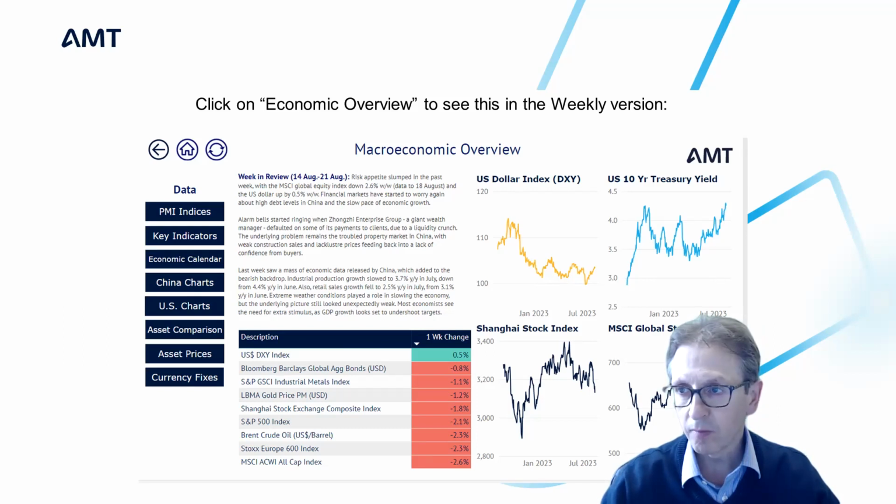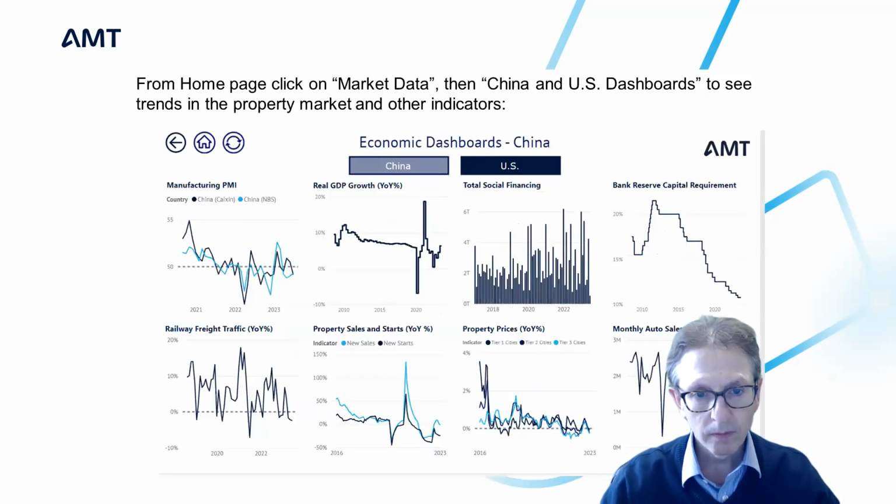Next up, we go to the home page again and then click on market data, and then China and US dashboards. For China, again, we can bring up here easily the latest trends in terms of Chinese property sales and starts. You can see here in the middle, also property prices. All of these are key data items, I think, at this point.